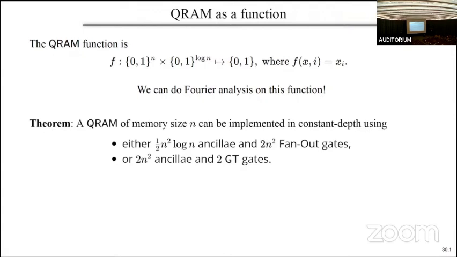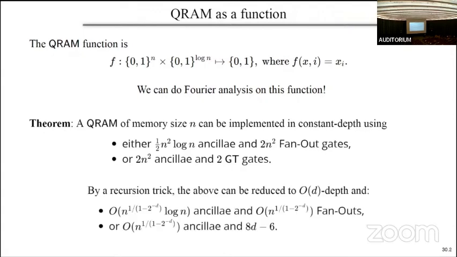with more oscillators. The number of oscillators can be decreased if you use some recursion trick, it can be exponentially reduced at the cost of using more GT gates.